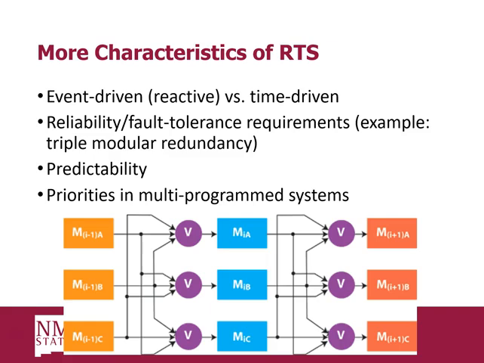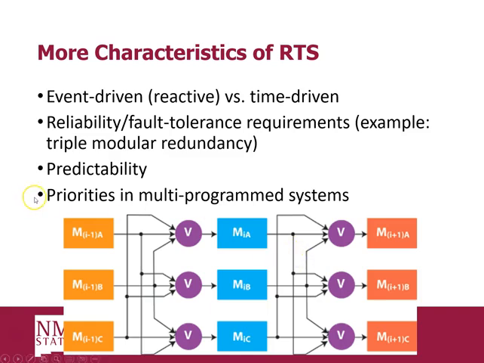Next, reliability or fault tolerance requirement. In many RTS applications, failure is not an option. This is where fault tolerance comes in. A classic example is triple modular redundancy, depicted in the diagram below. In this setup, three identical systems operate in parallel. If one system fails, the other two can continue to operate, ensuring the system remains functional. This is vital in safety-critical applications like aircraft control or medical devices.